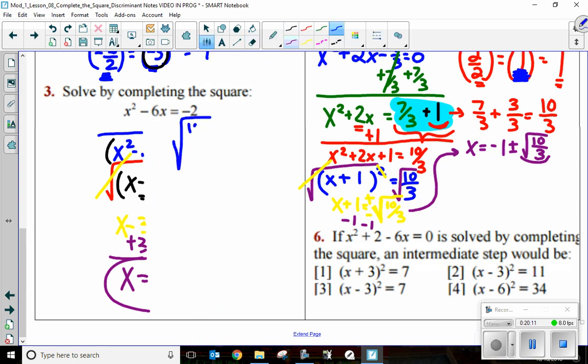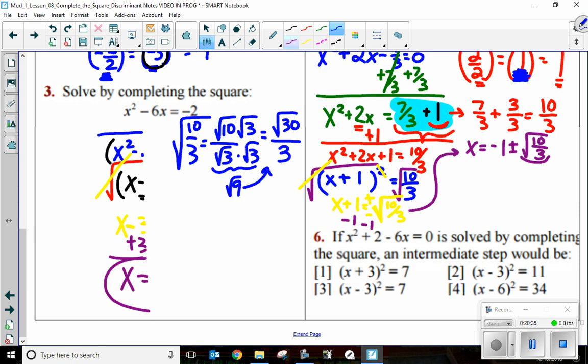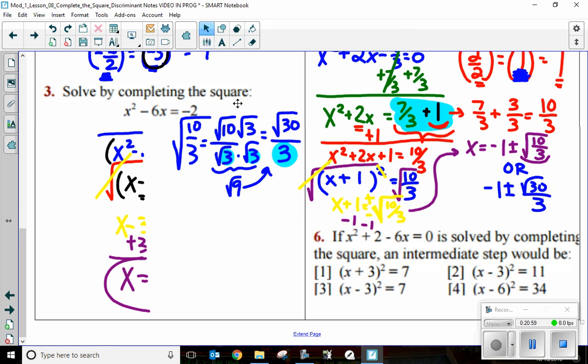If I have radical 10 thirds, that's the same thing as saying radical 10 over radical 3. I multiply the denominator by itself. It's the square root of 30 all over, well, square root of 3 times square root of 3 is the square root of 9, which is 3. So here's a little trick. Whenever I'm multiplying square roots together and it's the same number, I can just drop the square root and it just turns into that number. Okay? So if I wanted to rewrite this, I could say -1 plus or minus radical 30 over 3. Because technically, it's not simplified if we have a square root in the denominator. They might have you do that, they might not, but I wanted to show you how it's done.